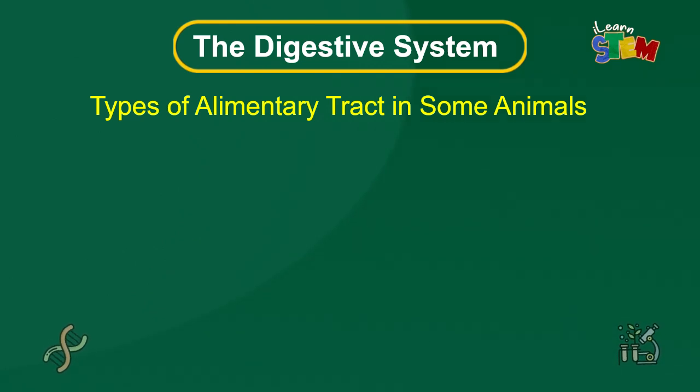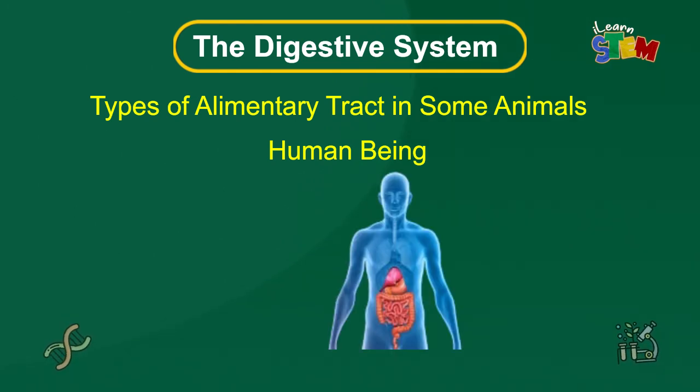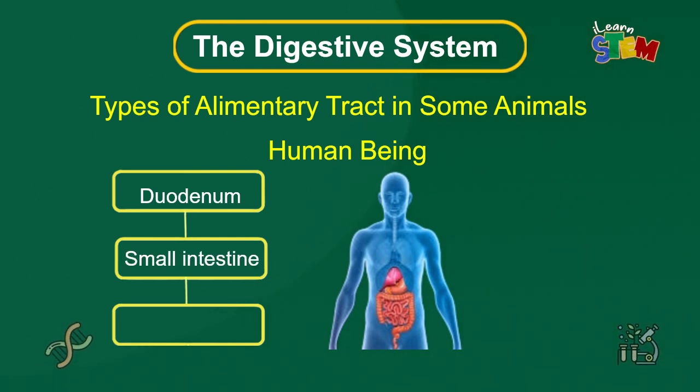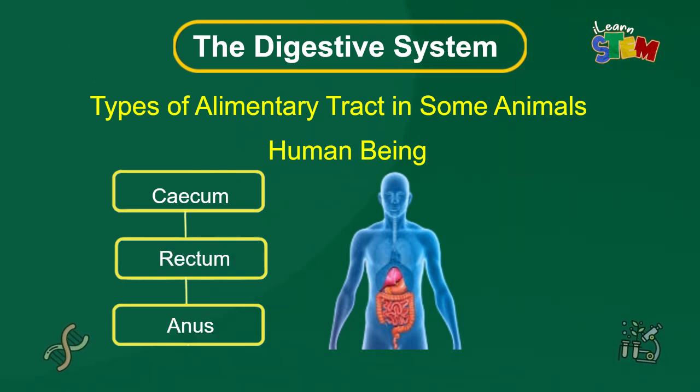Now, let's look at the human alimentary tract. I know you have been waiting to hear how digestion takes place in your body. Wait no more. You will find out today. The human alimentary tract includes the mouth, esophagus, stomach, duodenum, small intestine, large intestine, cecum, rectum, and anus.